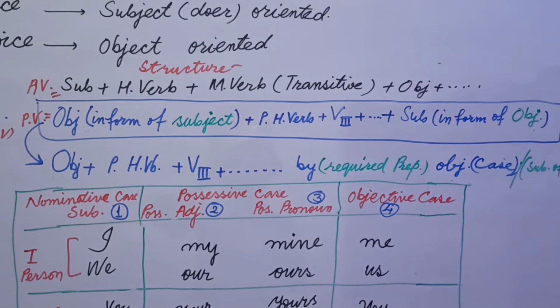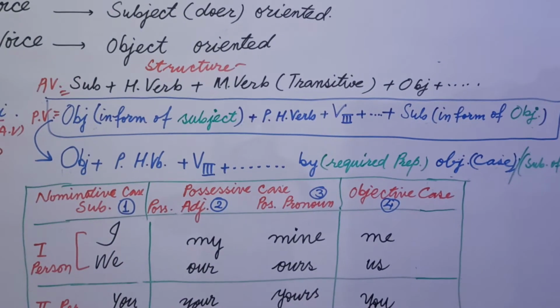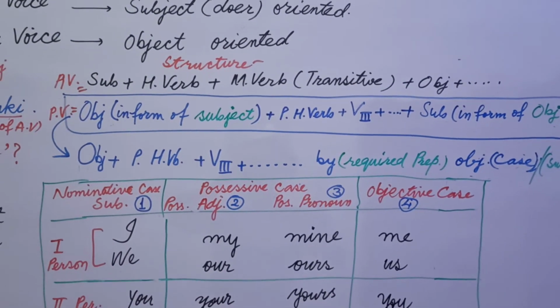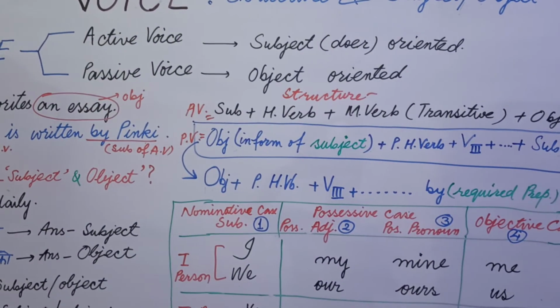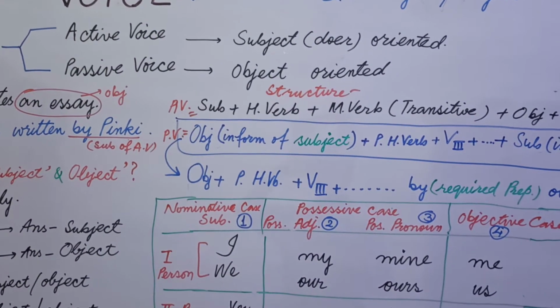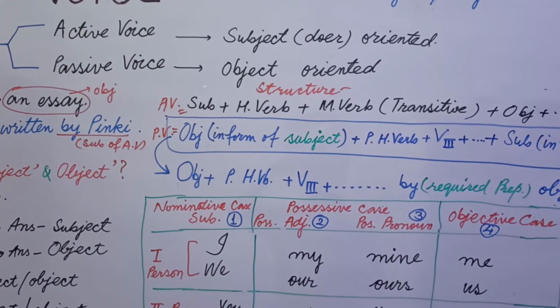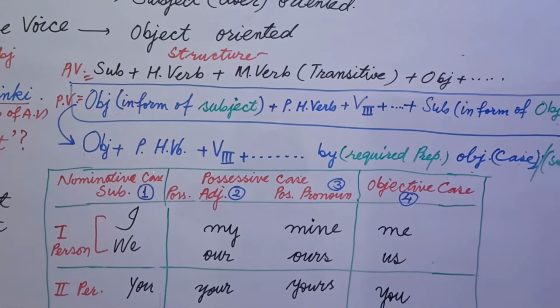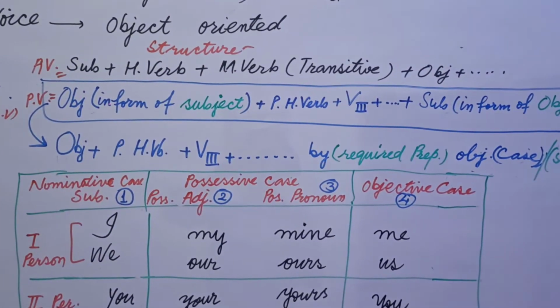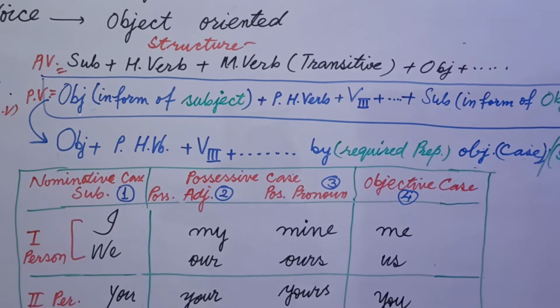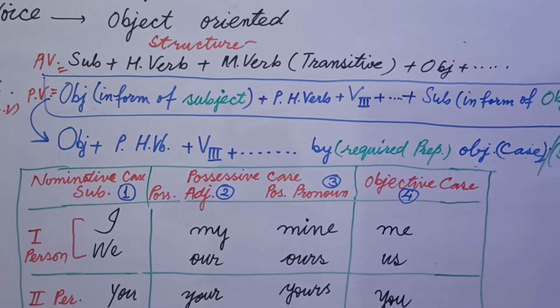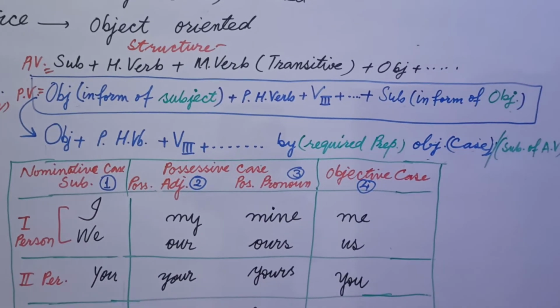And the structure of passive voice, students, we see, as you know, an active voice is a subject oriented sentence, and passive voice is an object oriented sentence. In this way you see, the subject, the doer, is written in the beginning in active voice, and the object is written in the beginning, before the verb, in passive voice.